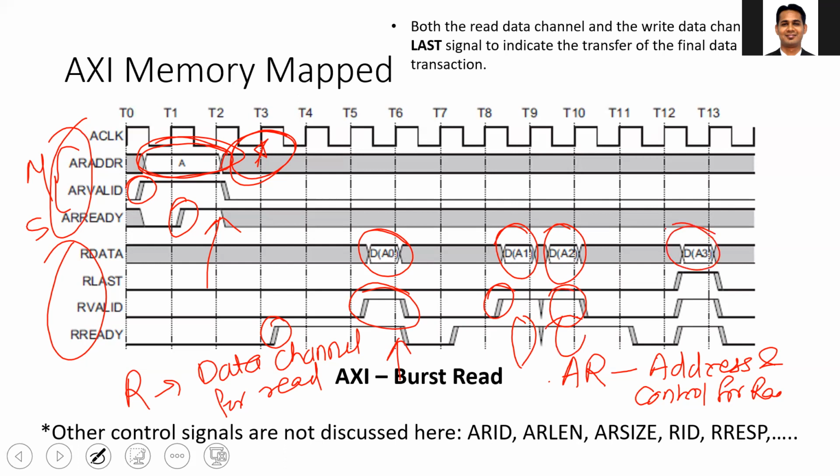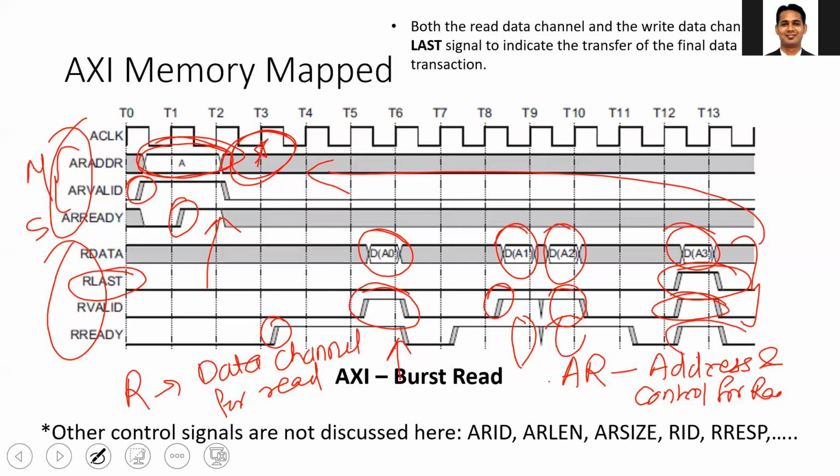Then the slave takes the next bunch of data, makes the valid signal 1, and at the same time the slave also makes this additional signal, which is the last signal. This indicates to the master that this is the last data of this particular transaction.